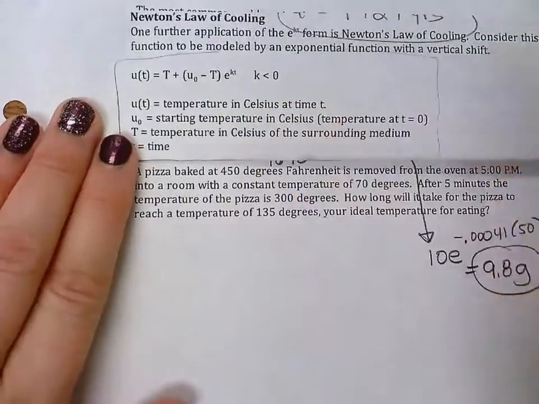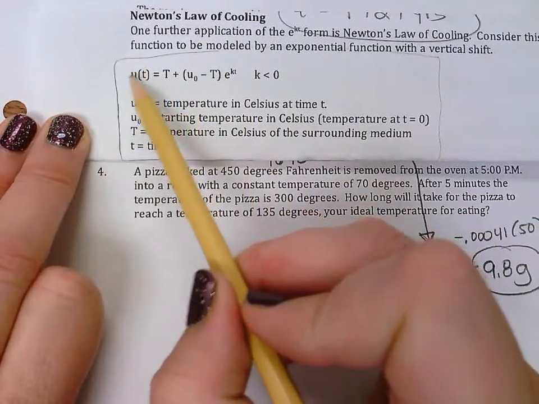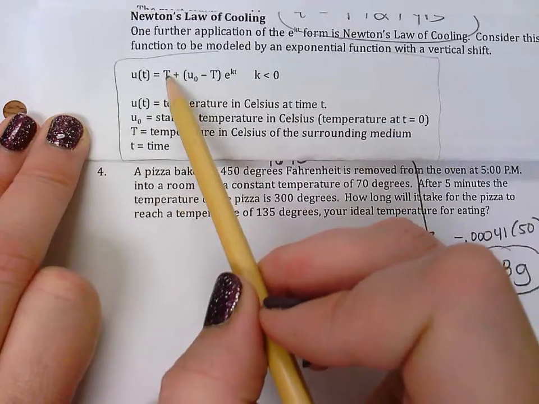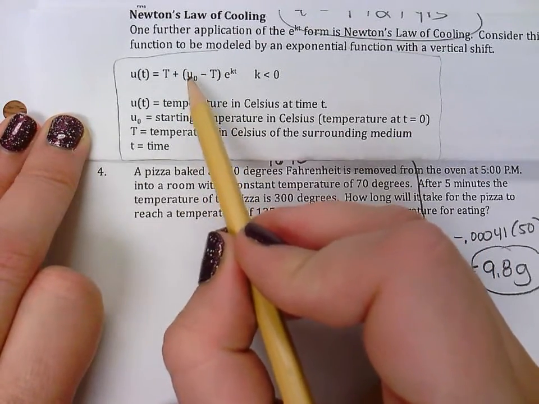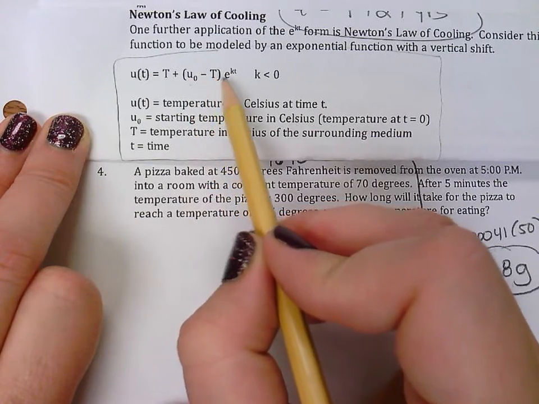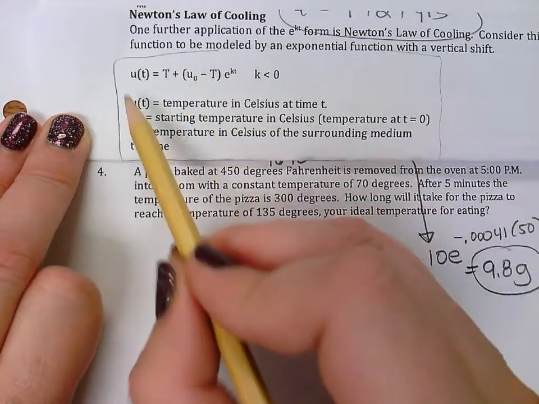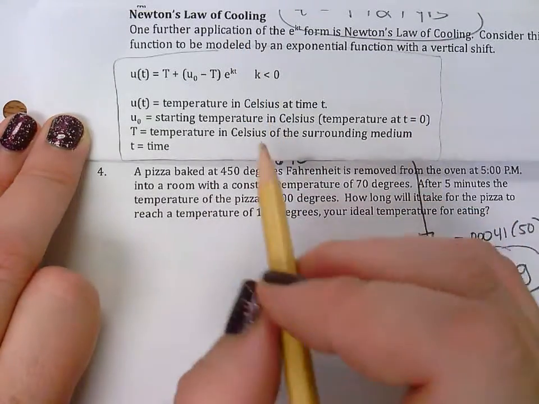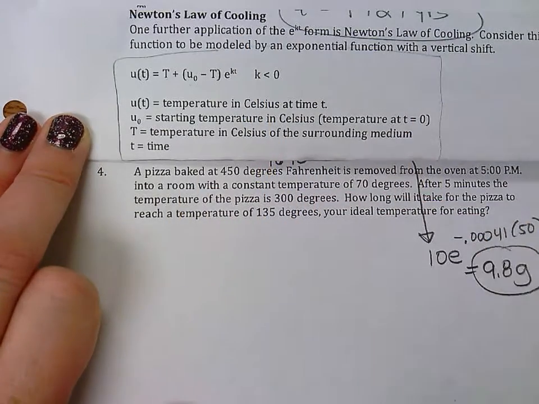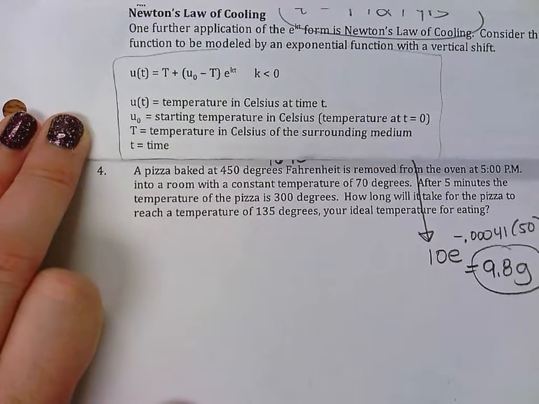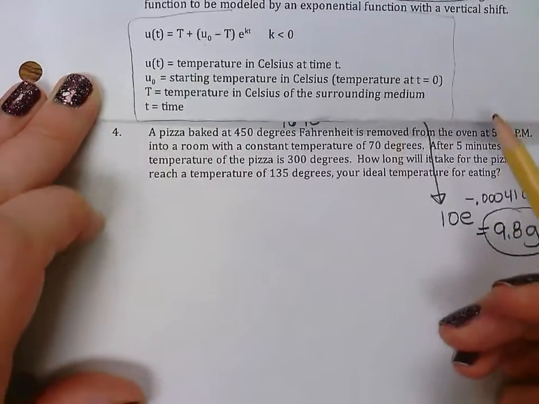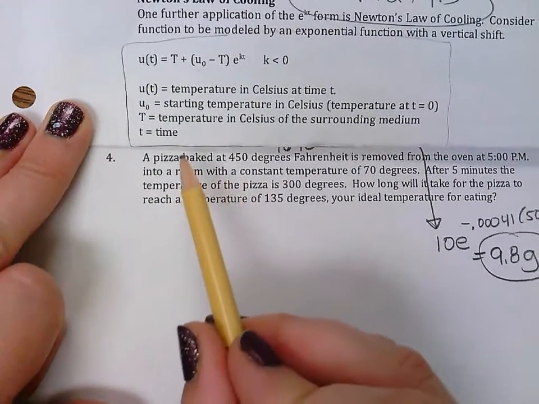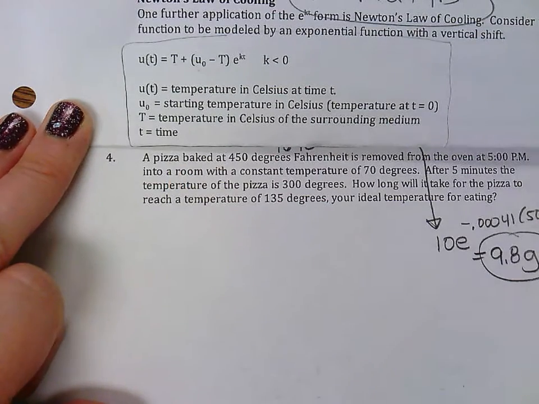Newton's law of cooling. u of t is the current temperature of whatever it is. Capital T is room temperature. u sub 0 is the initial temperature. Capital T again. e to the kt. So all of these are given in Fahrenheit on purpose. If everything's in Fahrenheit, you don't have to transform the degrees to Fahrenheit or Celsius. Okay, you know how to do it? Well, we're not converting. We can solve it in Fahrenheit.